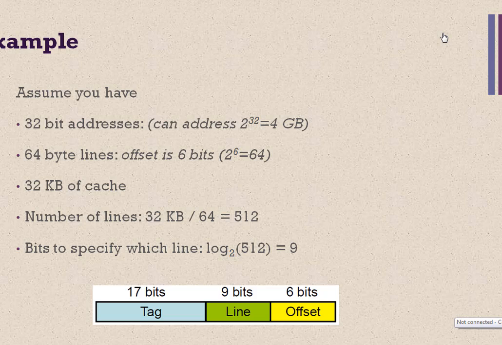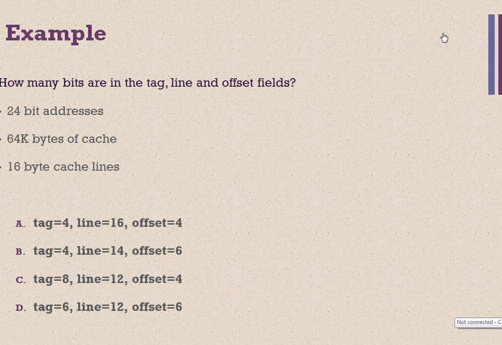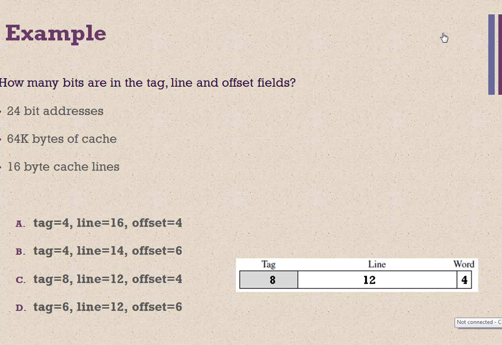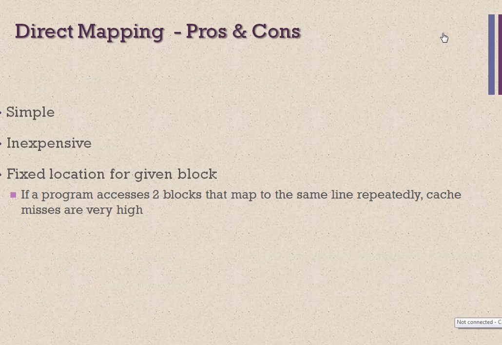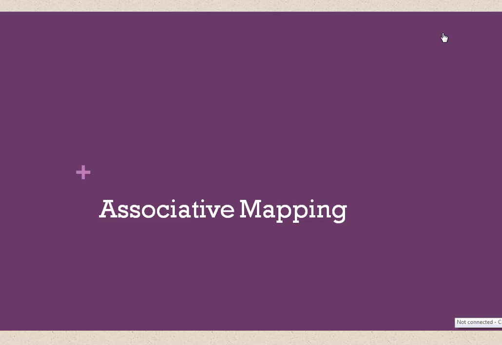In this example, you see how we can calculate the cache size and its bits and memory by using the given formula. There's another example in which we find how many bits are in the tag, line, and offset fields, which is solved and then shown below. Direct mapping is simple and inexpensive, with a fixed location for given blocks. So if a program repeatedly accesses two blocks that map to the same line, cache misses are very high.